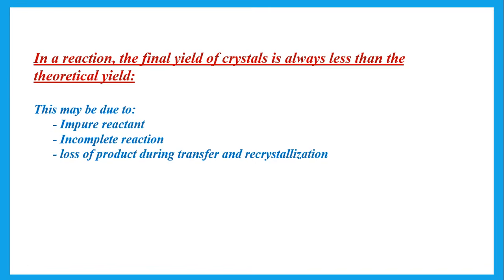This could be because I started with something that was impure. So when we say we weighed a certain mass of whatever reactant we started with, that was impure, so that mass was not correct. Or the reaction was not complete, so we did not get all the product we were supposed to get. Or while transferring and recrystallizing, we lost some of the product.